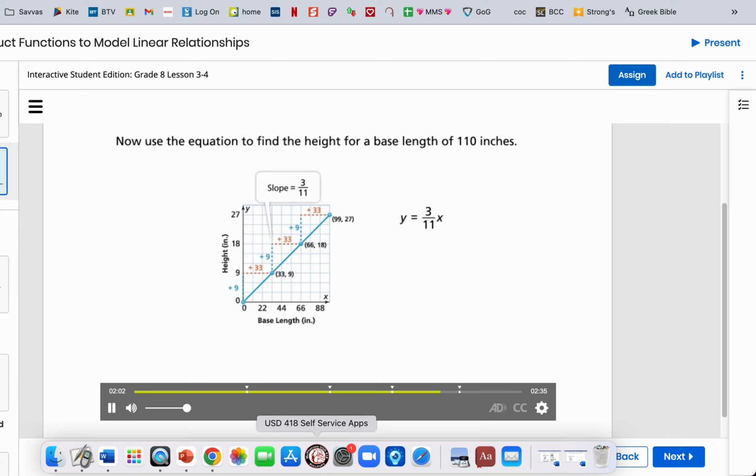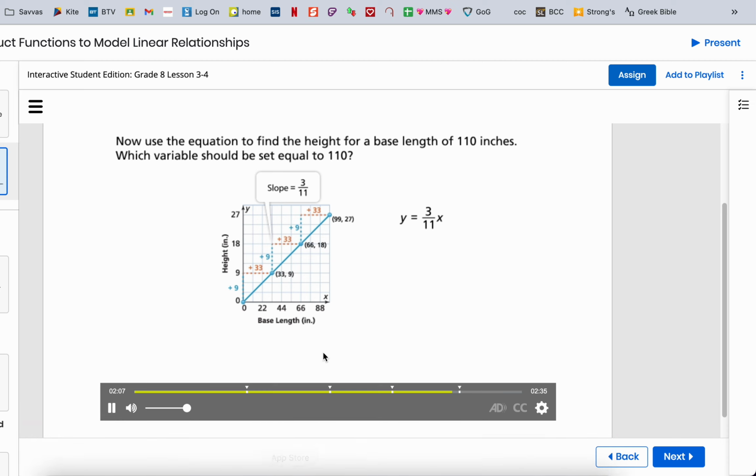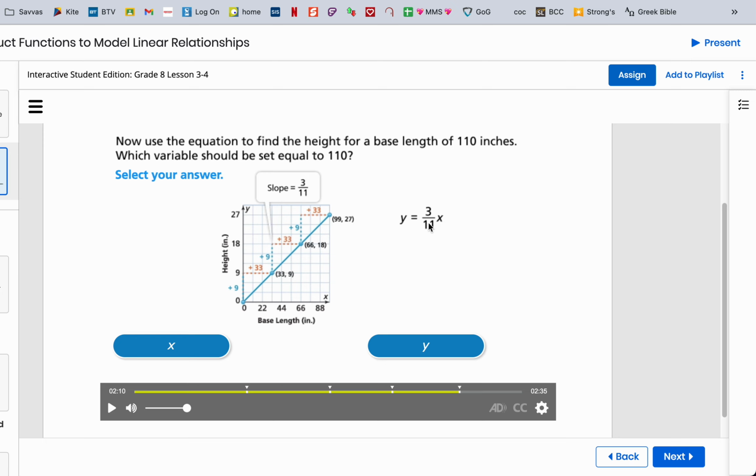Now, use the equation to find the height for a base length of 110 inches. Which variable should be set equal to 110? Select your answer. We have an equation, and we want to take this number, 110, and put it into the equation for one of our variables. Would we put it in for y, which measures the height, or would we put it in for x, which measures the base length? Well, since it says the base length is 110 inches, and the x-axis measures the base length, that seems to tell us where it should go. It should go in for the x.